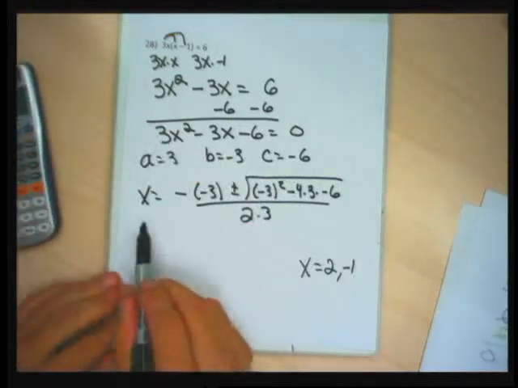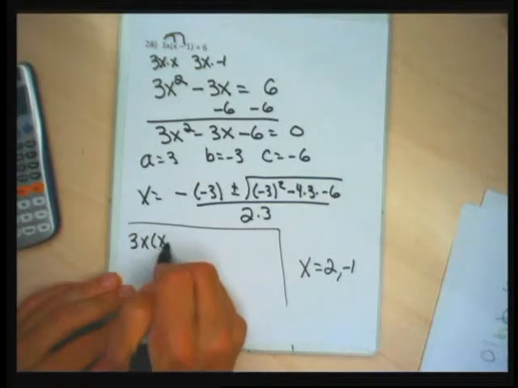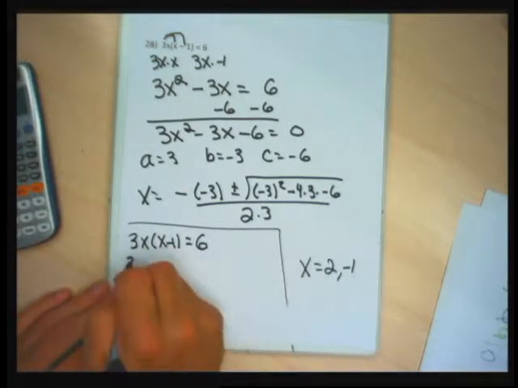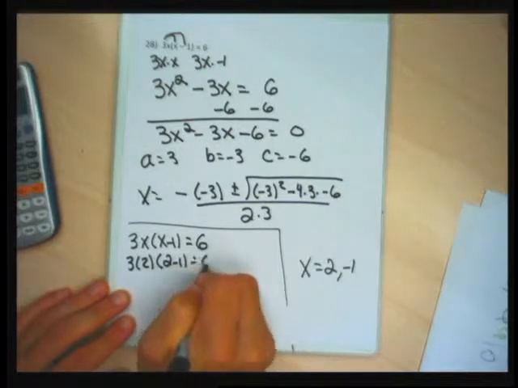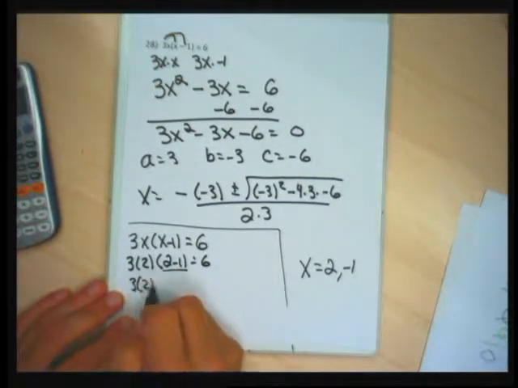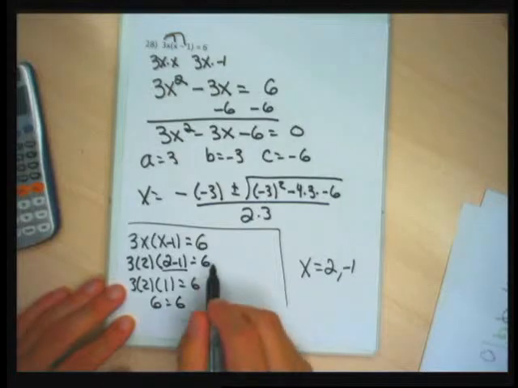So I'm going to check each of these. First one, the original problem is 3x times x minus 1 equals 6. That's why it's better to check: if I don't check there, I may have made a mistake on the first step that I don't see. So I'm going to try the 2. I'm going to go 3 times 2 times 2 minus 1, see if that equals 6. That parentheses comes out to 1. I get 3 times 2 times 1 equal to 6. That one I didn't really need my calculator for.